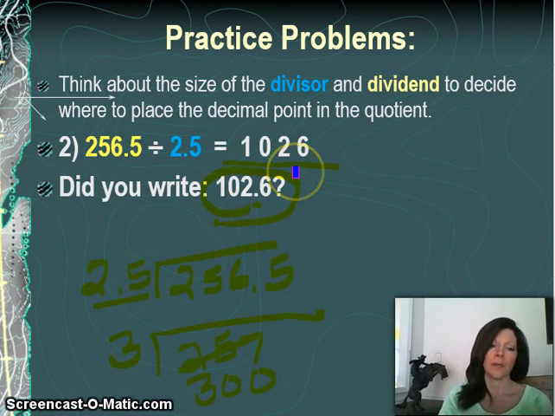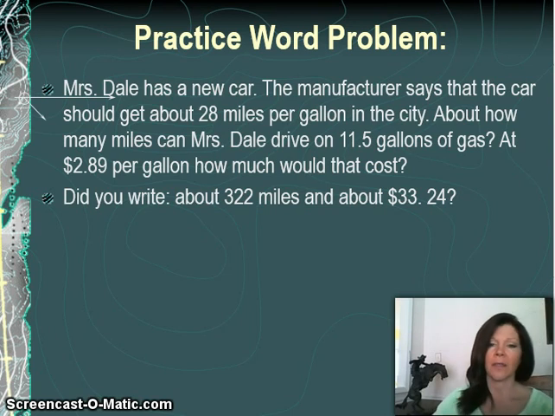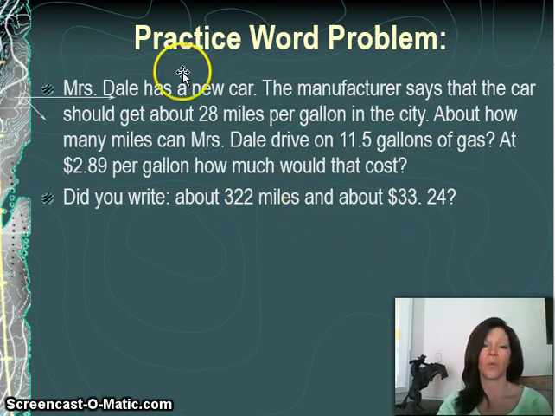All right, let's look at a practice word problem though. I've got the answer on here again because I want you to understand more about how to do the problems, but I still want you to try this problem in your book. So I'm going to do it with you, and I want you to write it in your book as I do it. I have a new car.